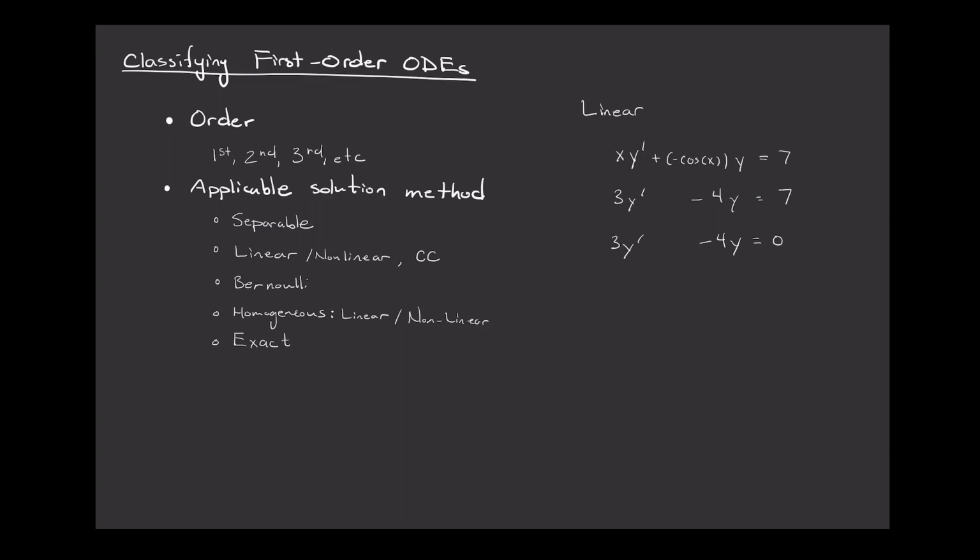In order to have constant coefficients, it must be that the coefficient function in front of each of the derivatives, including the zeroth derivative, must be constants. We see that this is not true for the first equation because of the x, the negative cosine. Either one would cause it to be not constant coefficient. But in the second and third case, we have only constants in front of each of the instances of y and y's derivatives. Thus, these two are constant coefficients.